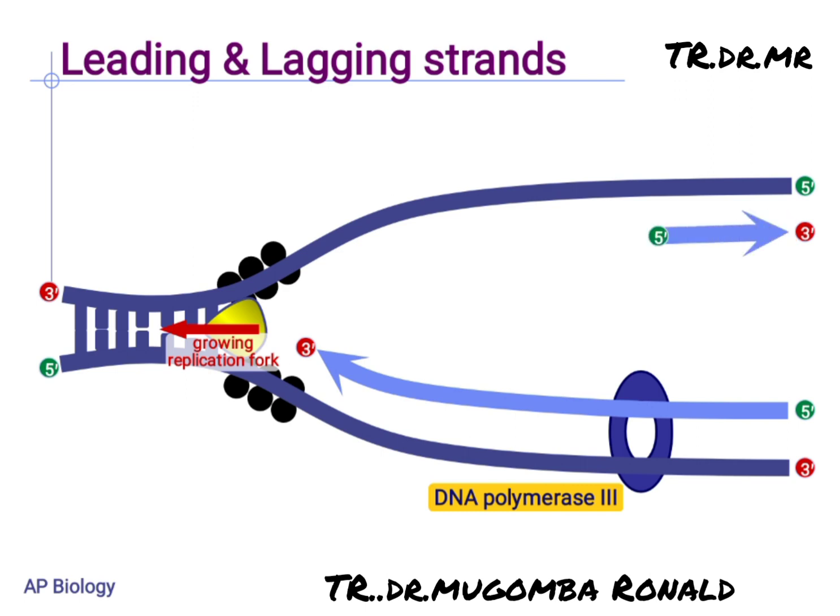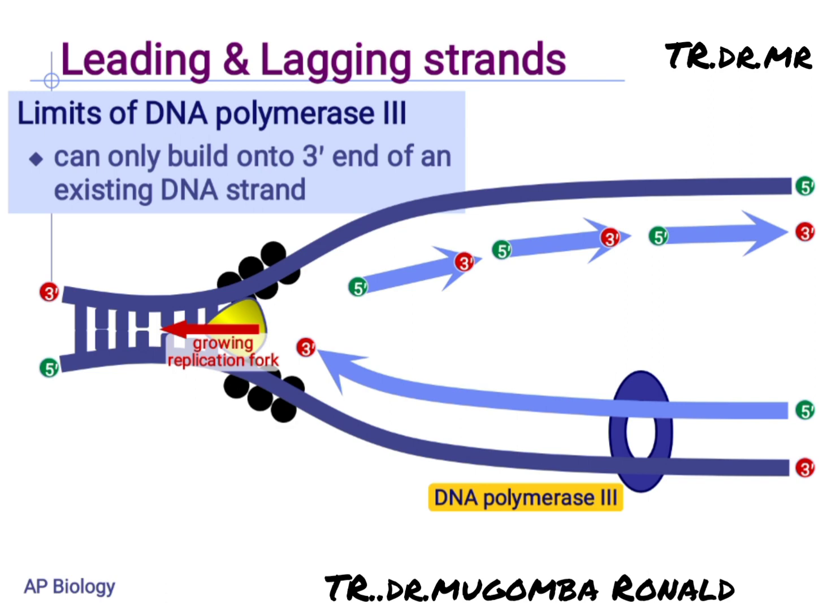So how does the lagging strand work? It is going to be complementary to the parent DNA, which is 3' to 5'. It is synthesized in small sections. When you observe it, you will realize that it has very many RNA primers. It is synthesized in a discontinuous manner, and it has very many RNA primers.